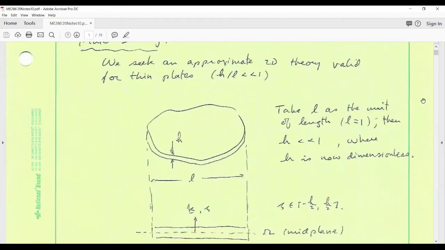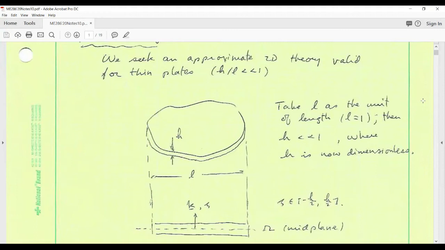The idea is analogous to what we do in beam theory. Everybody knows about beam theory. Beam theory, the idea is you have a thin prismatic body, let's say, and you exploit the thinness of the domain relative to its overall length to derive an approximate one-dimensional theory, right? The one dimension being the axis, say the x-axis along the center line of the beam. And then that becomes the domain of the problem. The computational domain becomes one-dimensional.